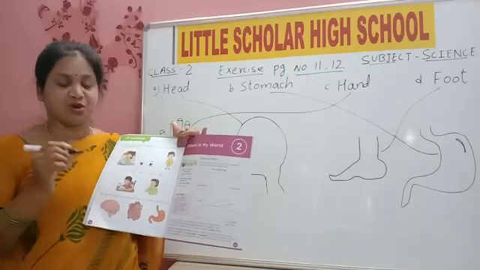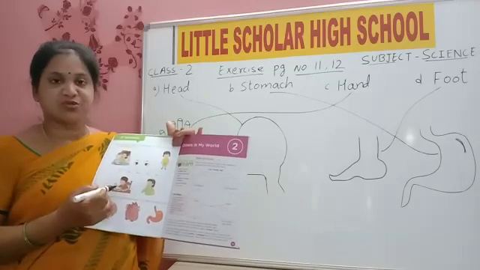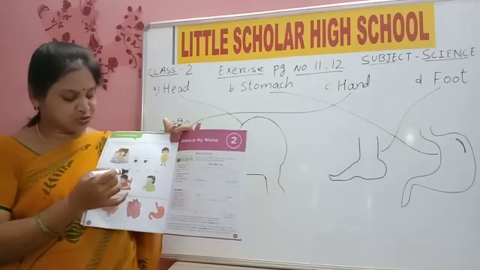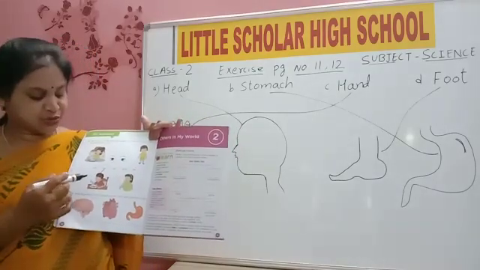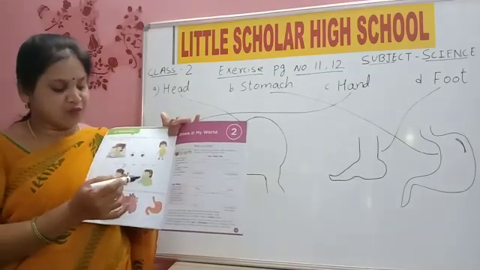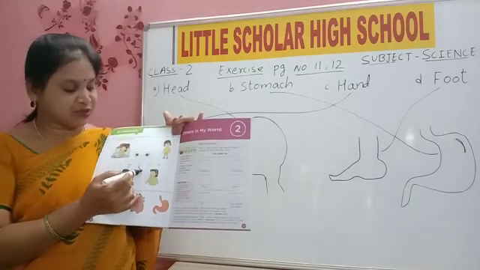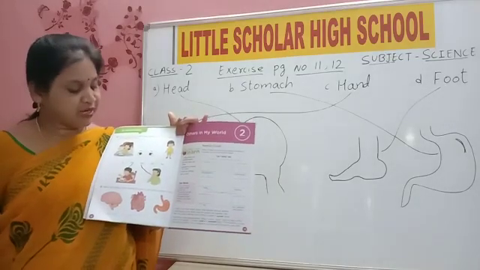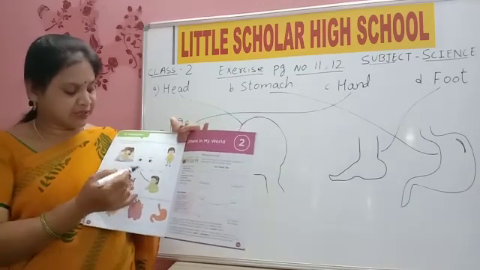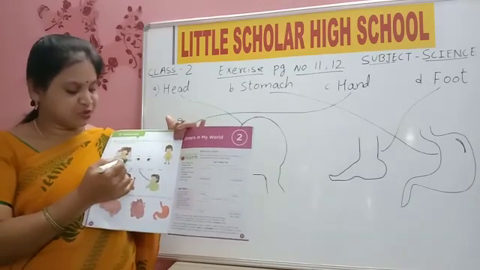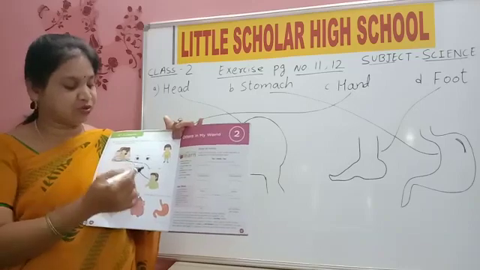So now we will draw a line. Now what is this boy doing? Smell. So draw a line to smell. Do along with me. Draw a line to smell. Now what is she doing? She is tasting ice cream. So draw a line to taste. Then touch. She is touching ice cubes. Draw a line to touch.